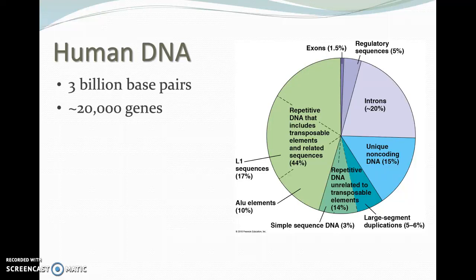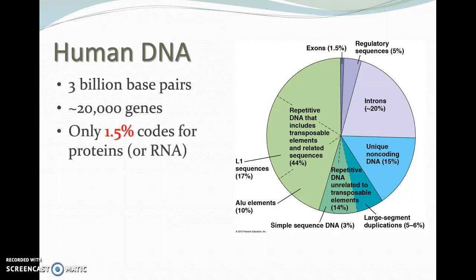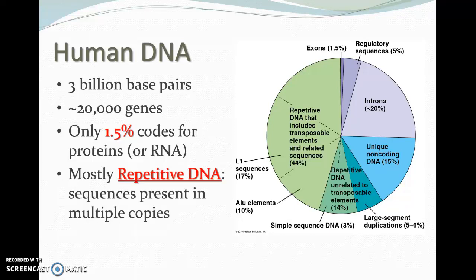They have a purpose. Of those 20,000 genes, about 1.5% codes for protein synthesis or RNA to be synthesized or transcribed. And of all the different DNA, most of it is repetitive. As I was saying on one of the previous slides, when we analyze via computer programs, you can see many different sequences that come up are really repetitive and present in many different copies of our chromosomes.